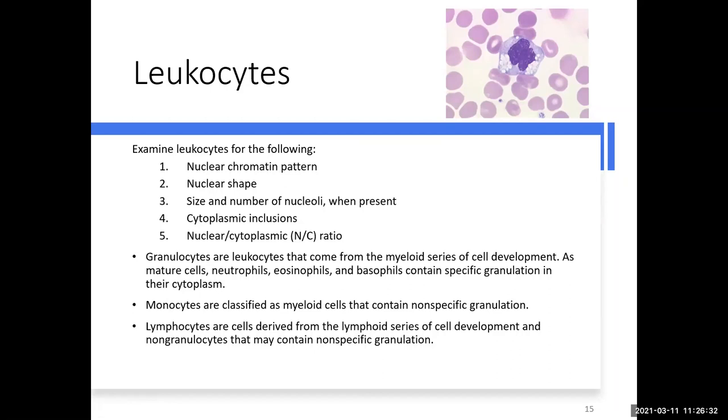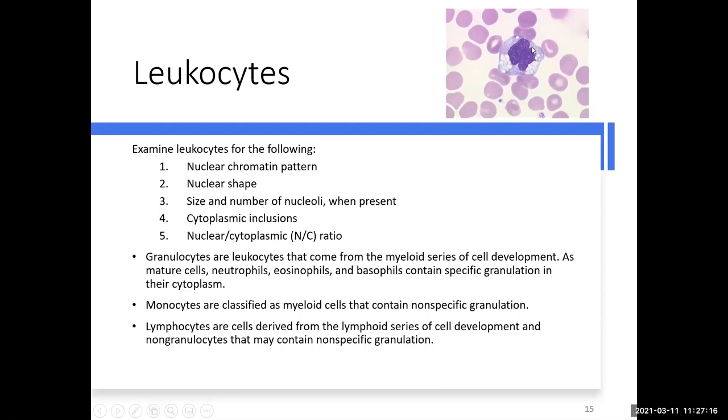When you examine the leukocytes, you are looking for the nuclear chromatin pattern, the shape of the nucleus, the size and the number of the nucleoli, if there are any present, and of course your mature cells in the peripheral blood shouldn't have nucleoli. You're looking for any sort of cytoplasmic inclusions, and you're also looking at the ratio of the nucleus to the cytoplasm. For the nuclear chromatin pattern, you're looking at the nucleus itself to see, does it look like a checkerboard? Does it look lacy? What kind of description can you put to how this looks?